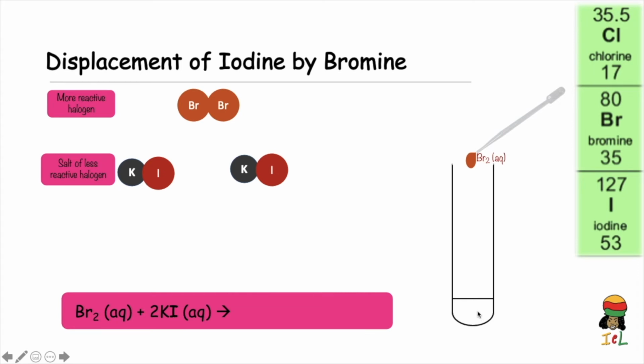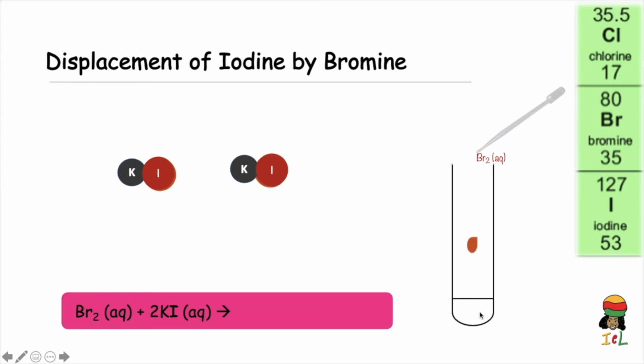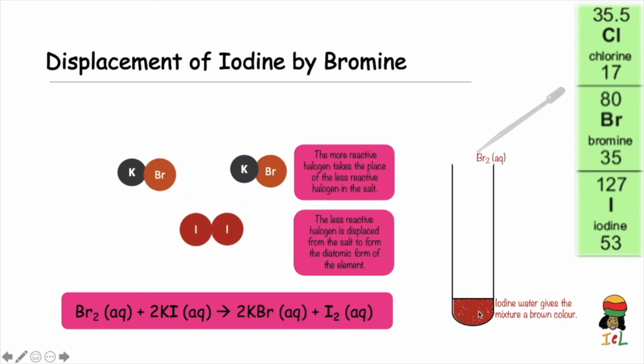When bromine water is added to the potassium iodide solution, note that the colorless solution changes to brown due to the formation of iodine in solution. Therefore, the more reactive halogen, bromine, displaces iodine from its salt to form potassium bromide, and the less reactive halogen, iodine, forms the element I2. In completing the chemical equation, the products are 2 molecules of potassium bromide, KBr, and 1 molecule of iodine, I2.